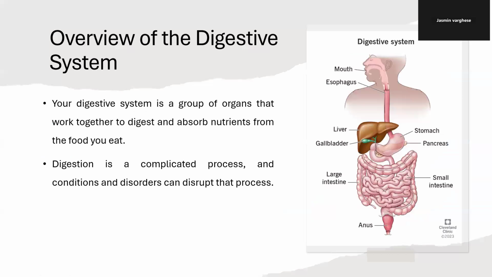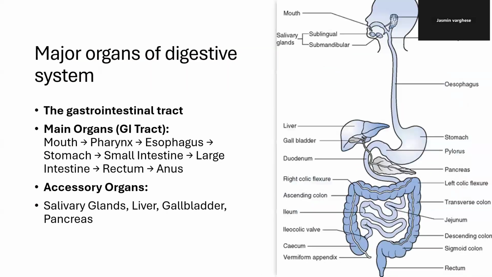Your digestive system is a group of organs that work together to digest and absorb nutrients from the food you eat. Digestion is a complicated process, and there are conditions and disorders that can disrupt this process. The major organs involved in the digestive process are the mouth, pharynx, esophagus, stomach, small intestine, large intestine, rectum, and anus.